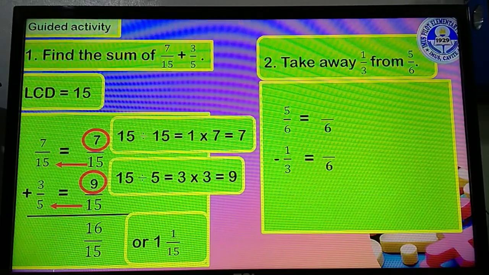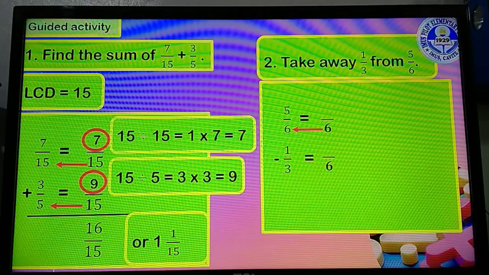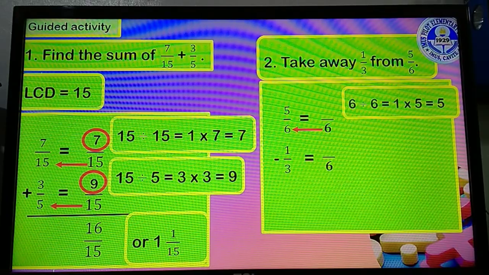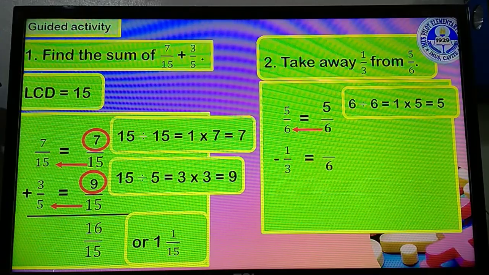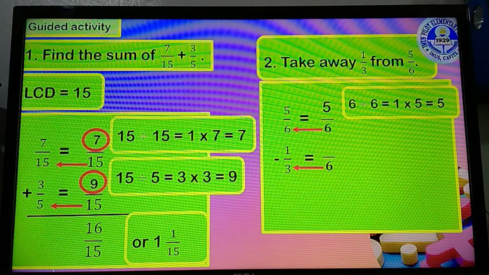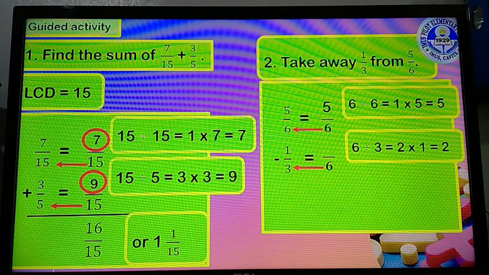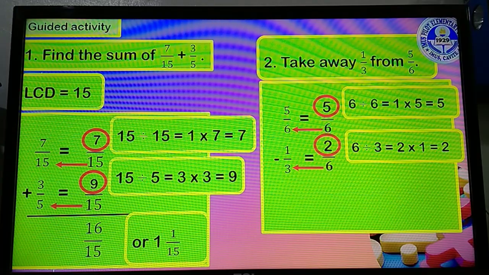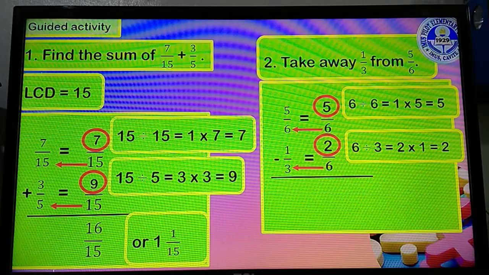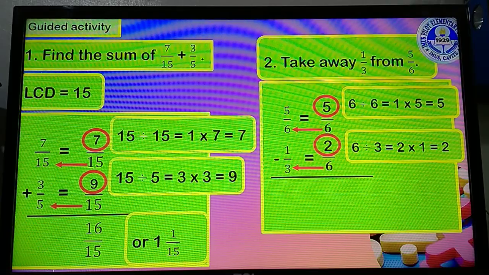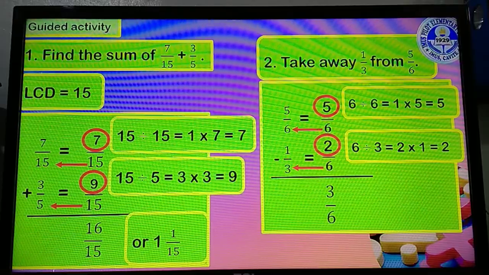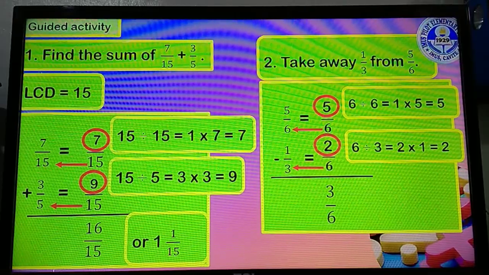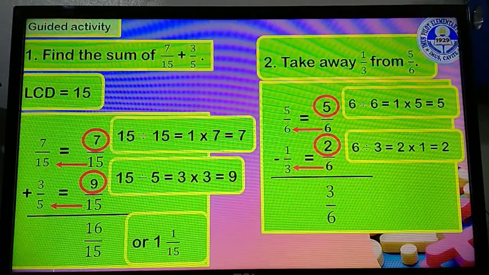Divide now. 6 divided by 6 equals 1 times 5 equals 5. So, 5/6 pa din. 6 divided by 3 equals 2 times 1 equals 2. Then, subtract. Copy first the common denominator, which is 6. So, 5 minus 2 equals 3. So, our answer now is 3/6.